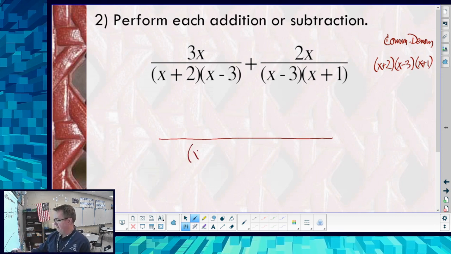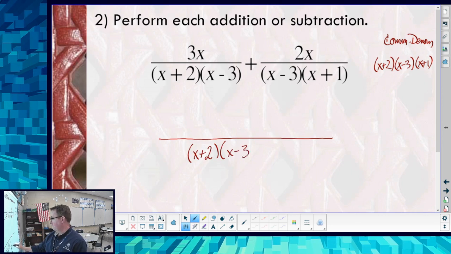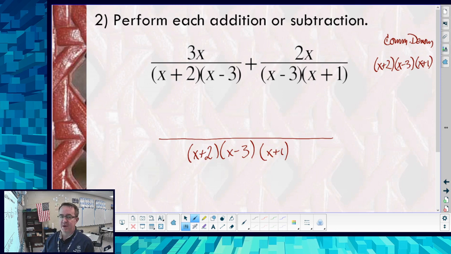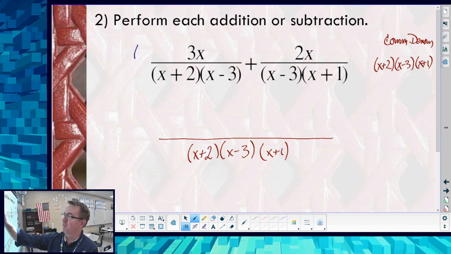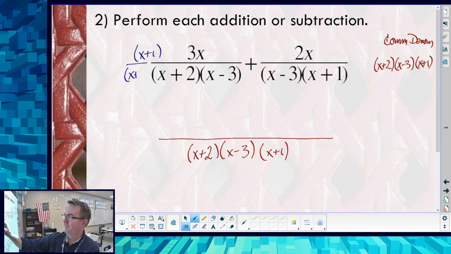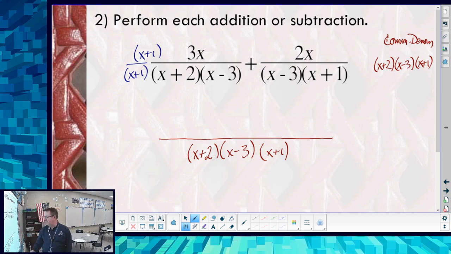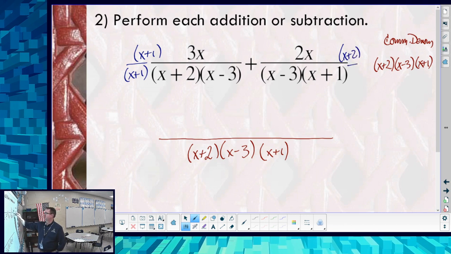So both sides have x plus 2, x minus 3, and x plus 1 in the denominator. So first side, we don't have that x plus 1, so I'm going to multiply that through. And then I'm going to do the same thing over here. Now this side's missing the x plus 2, so I'm going to multiply this by x plus 2 over x plus 2.